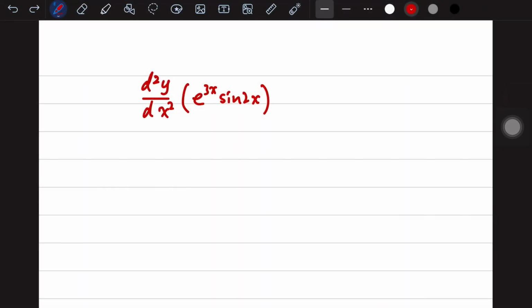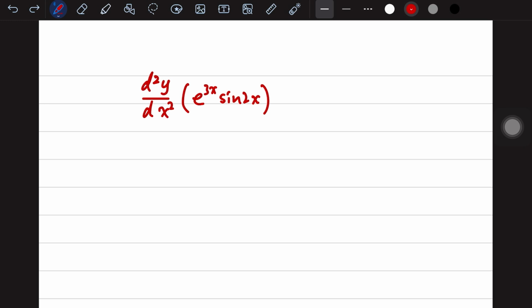Yo, what's good, guys? Today I'm going to talk about the second derivative of e to the power 3x times sine 2x. Well, why do I say it is tricky? Because you have to do a lot of product rules right here. So, here's the deal.